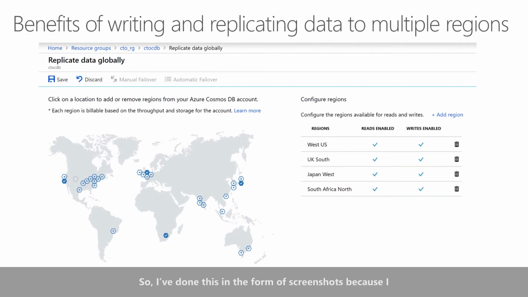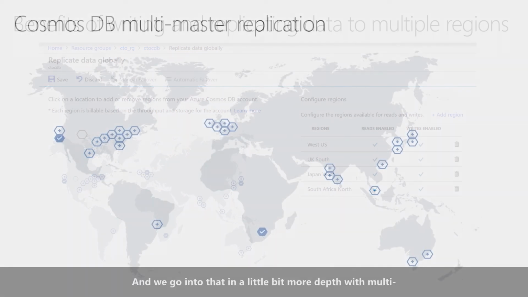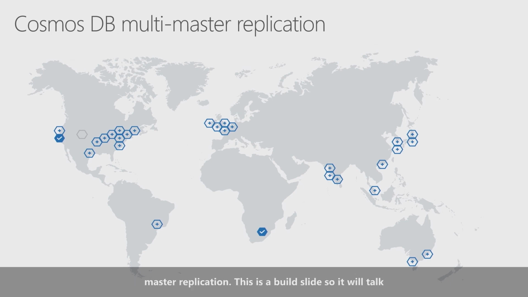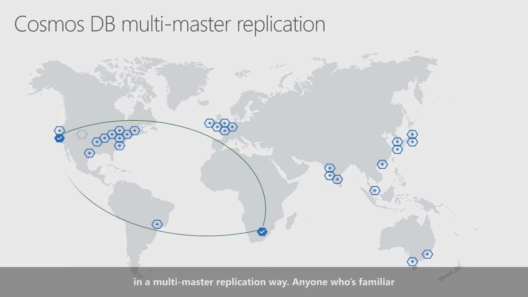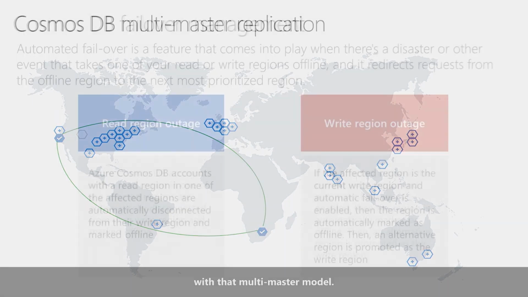So I've done this in the form of screenshots because I just like the way it looks in the portal, right? You just click on the relevant area where you want to replicate your data to, and you can choose whether it's read enabled or write enabled. And we go into that in a little bit more depth with multi-master replication. This is a build slide, so it'll talk about how it will replicate content in a multi-master replication where anyone who's familiar with Active Directory replication will be kind of familiar with that multi-master model.